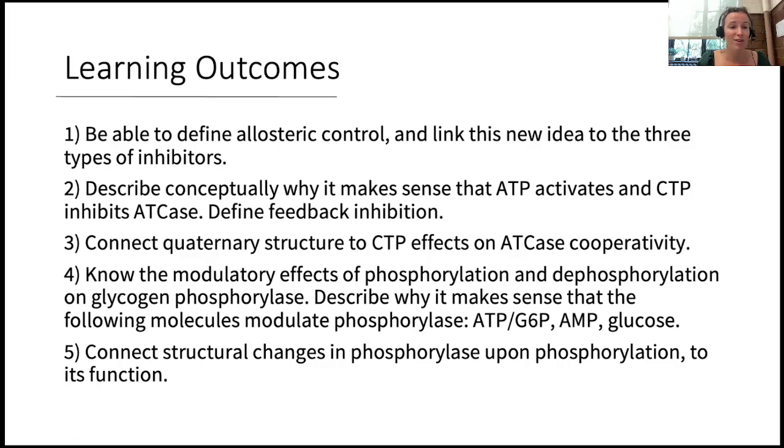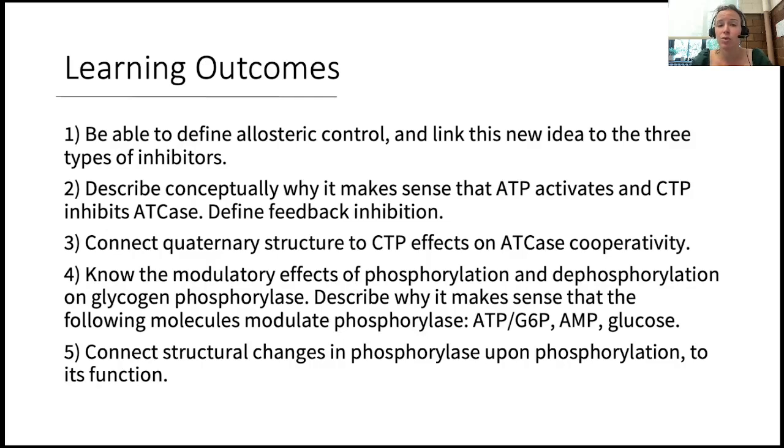So first, we're going to learn about what allosteric control is. Then we're going to learn about two different case studies. The first with an enzyme called ATCase. We'll understand why a molecule called ATP activates this enzyme and a molecule called CTP inhibits the enzyme. And we'll learn a little bit about ATCase's quaternary structure.